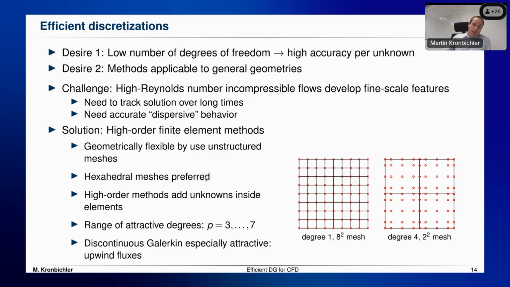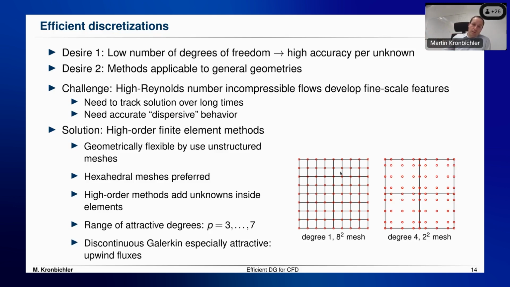I told you before that we prefer hexahedral meshes because they have more efficiency. High order methods add unknowns into the interior of the elements. Now, continuous elements are in this picture here. Of course, the DG method is very similar because everything that is added as a high order polynomial goes into the elements because I have no continuity.